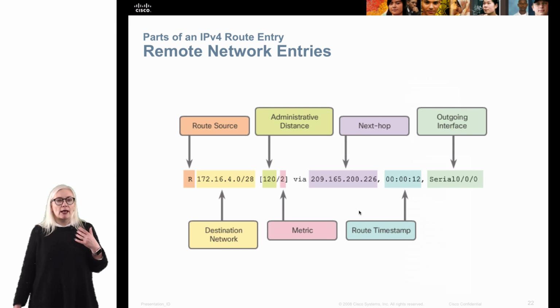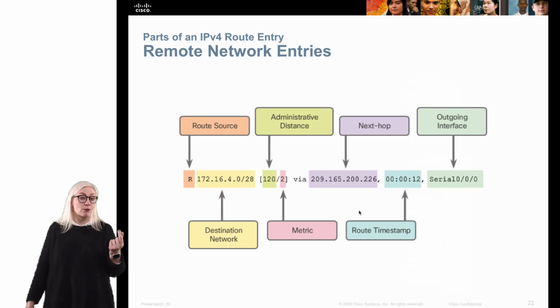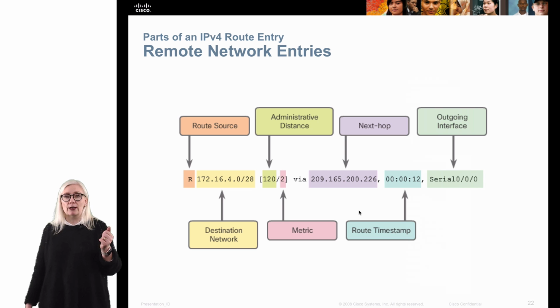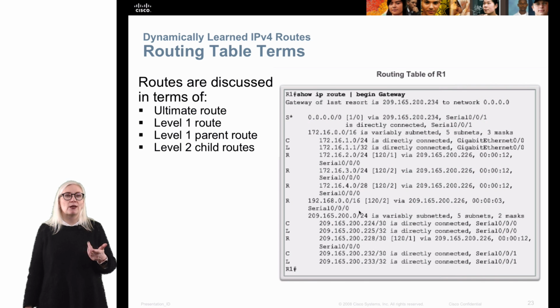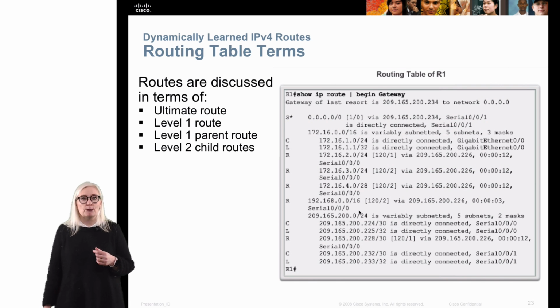If we look at the remote network entries, for instance, something I've learned from the RIP protocol, we can see that the R in front of them will tell us that this is a RIP route. Then the destination network, then the administrative distance, which is the trustworthiness of the routing protocol. RIP is not very trustworthy, so we have a high administrative distance. Then we have the metric. In RIP, it's the hop count: how many routers do I need to hop through to get there? And then we have the next hop, the timestamp, and the outgoing interface. So these are the entries for something that we have learned from our dynamic routing protocols.